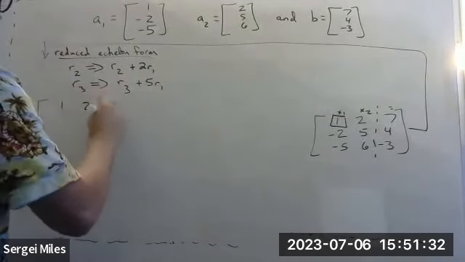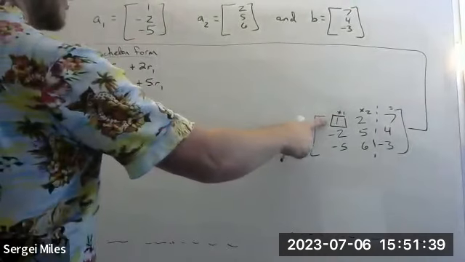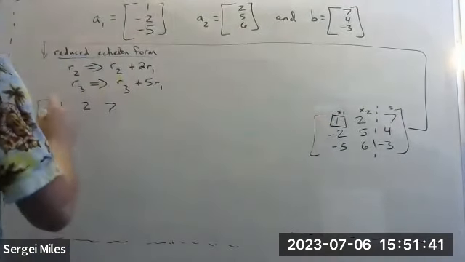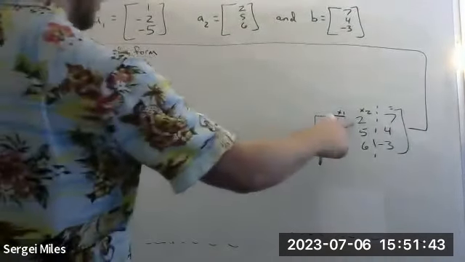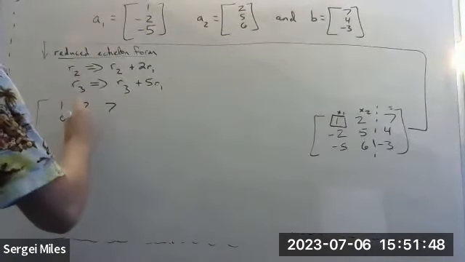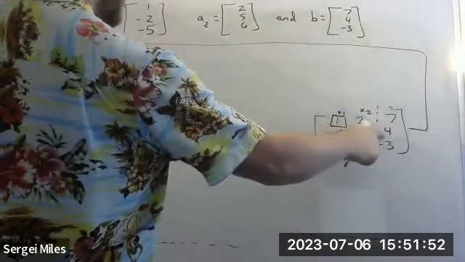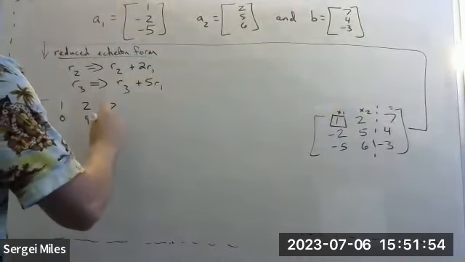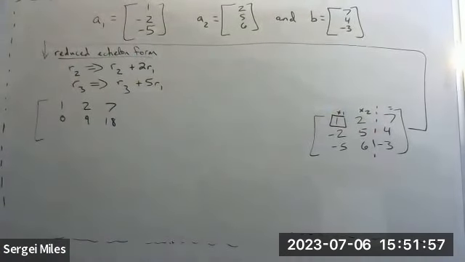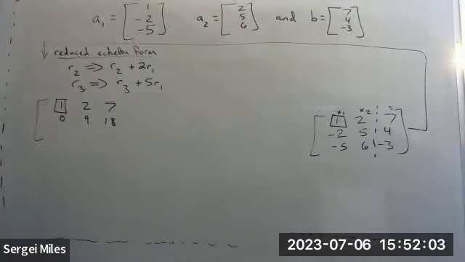Row 1 is not changing. For row 2, I'm taking 2 times row 1 and adding. 1 times 2 is 2. When I add, I get 0. 2 times 2 is 4. When I add, I get 9. 7 times 2 is 14. When I add, I get 18. That's my new row 2. Okay, I've got my pivot nicely stated there so far.